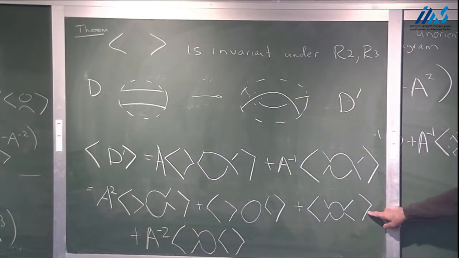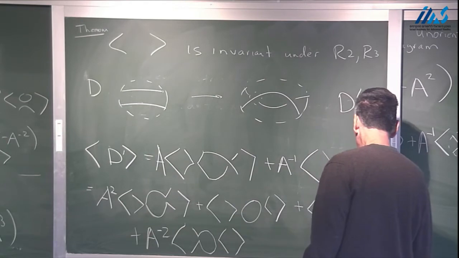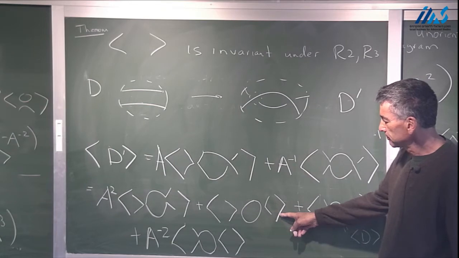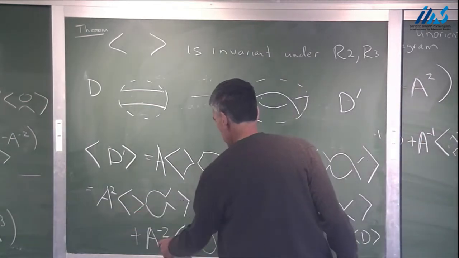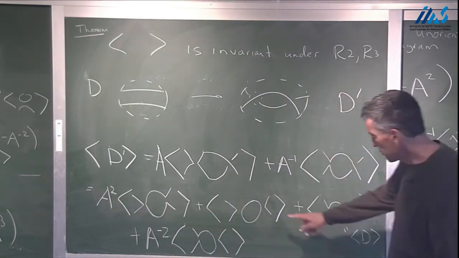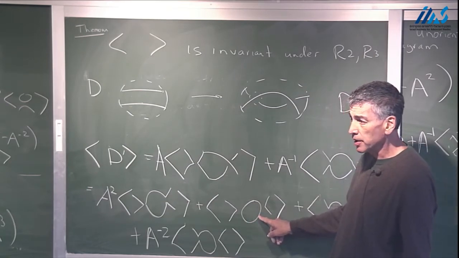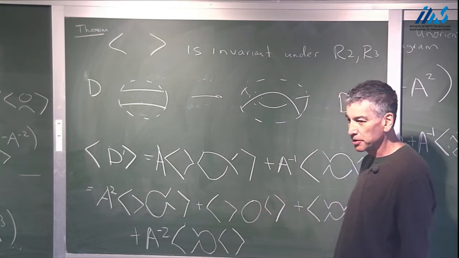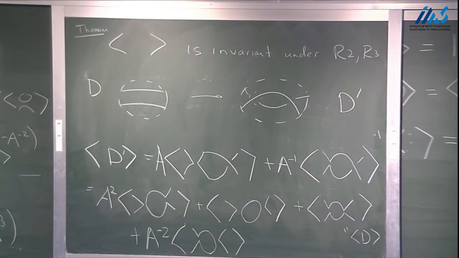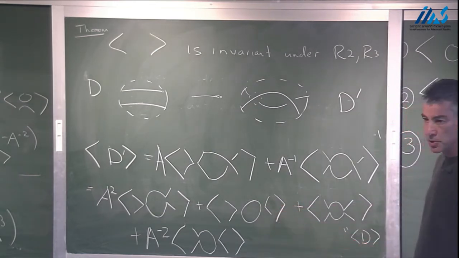Okay, so this is the term we want. This is actually equal to the bracket of D. And these other three terms cancel, right? Because we have an A squared plus A to the minus 2 times this picture. All three of these pictures are the same, except for this one, which has an extra circle, and that multiplies the value of the bracket by minus A squared minus A to the minus 2. So you can see where that formula came from now. That's why this was the constant. It was just what you needed to make the other two terms cancel so that this was preserved under Reidemeister 2.